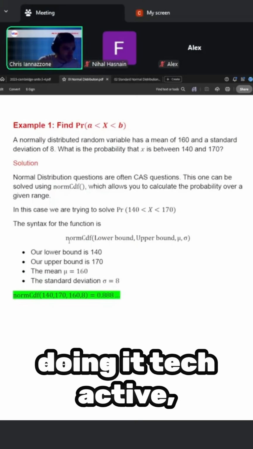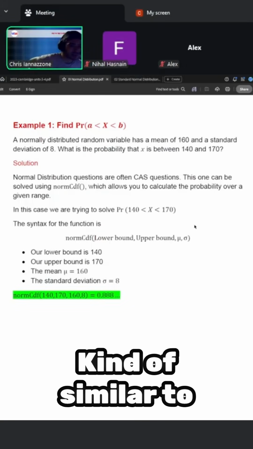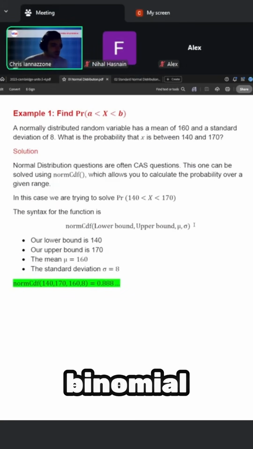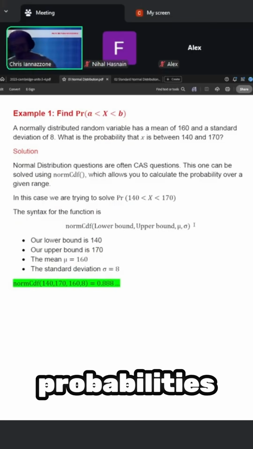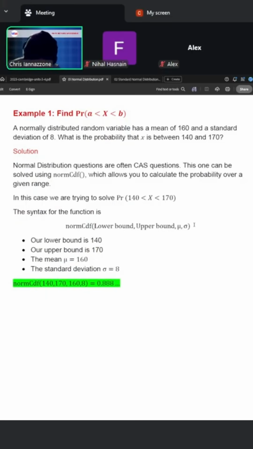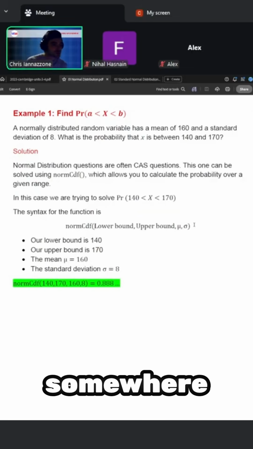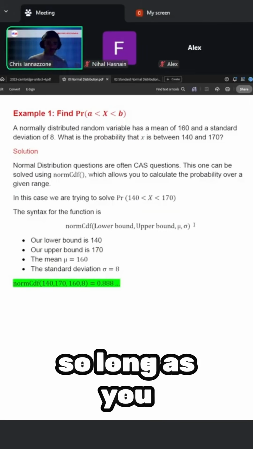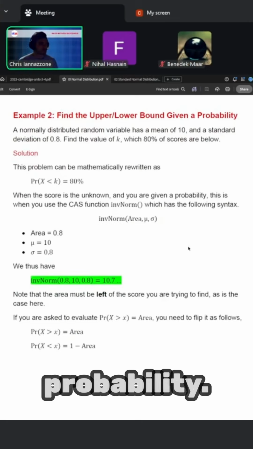When it comes to doing it tech active, the function you're looking for is the normal CDF. Right, kind of similar to how we use the binomial CDF for binomial probabilities in a range. We use the normal CDF for normal probabilities. Plug it all in, 0.888. That is the probability that your result will be somewhere between 140 and 170, so long as you are calculating using the normal distribution.